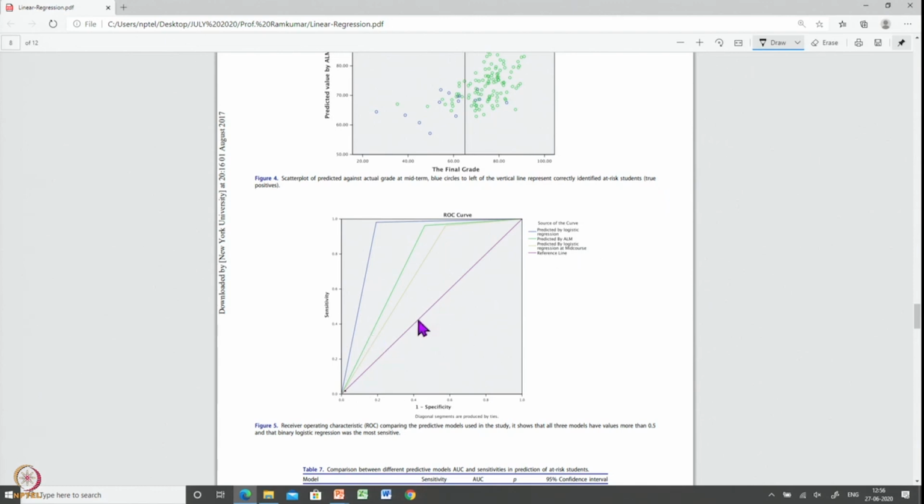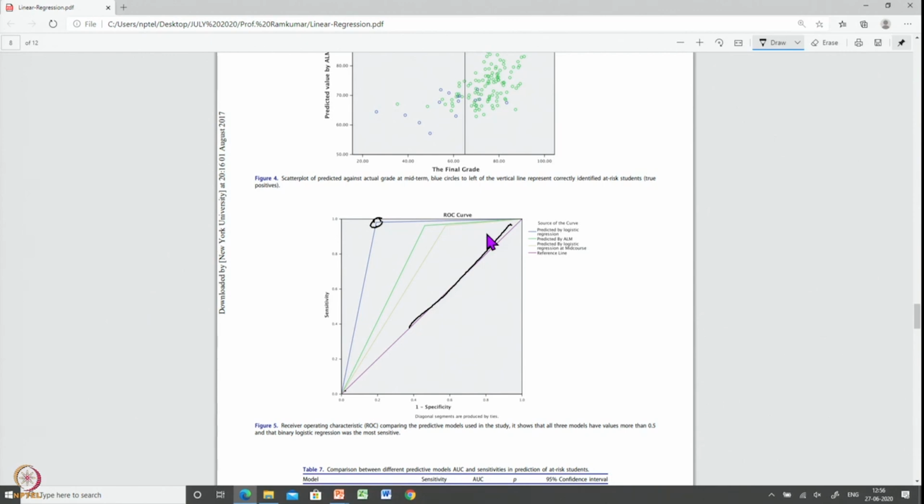I hope you know what this line means. This line indicates area under curve of 0.5, which is average, and below this is not good. This particular curve indicates how early you can predict, and this is the best. Predicting using logistic regression gives better classification accuracy, and better precision and recall compared to linear regression. So, that is important.